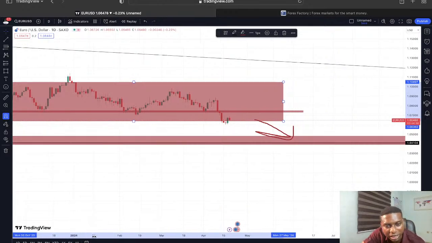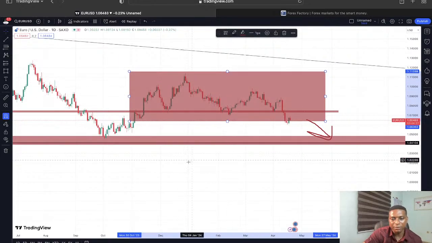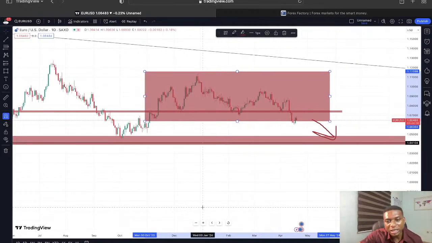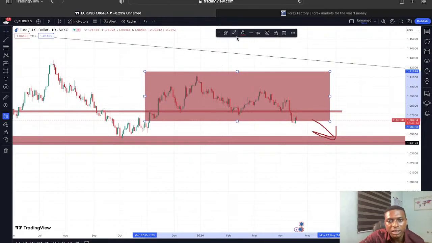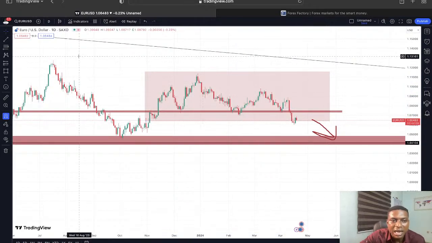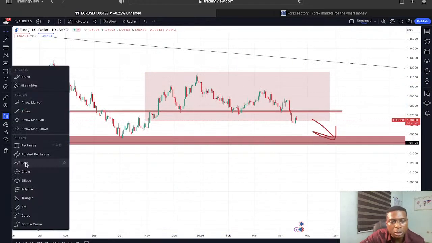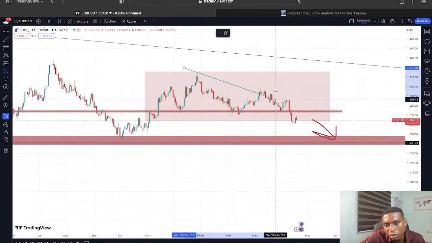Good. Now you can see what that region on the weekly time frame had formed on the daily time frame. Looking at this, let me make this very transparent. Now this is giving the ascending and descending triangle shape.